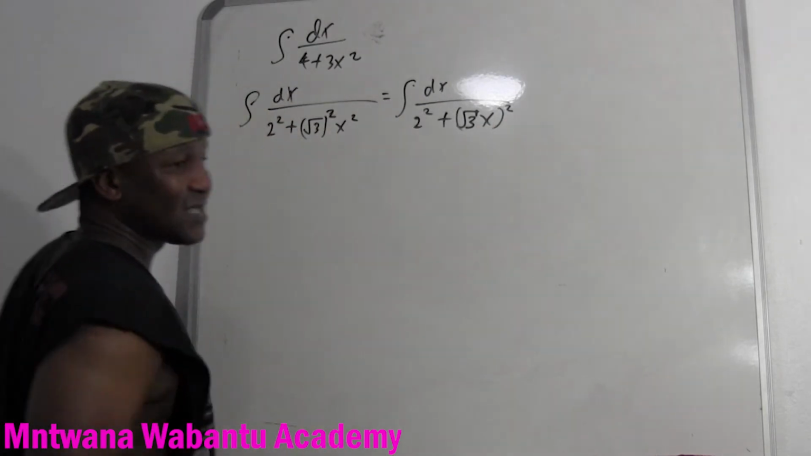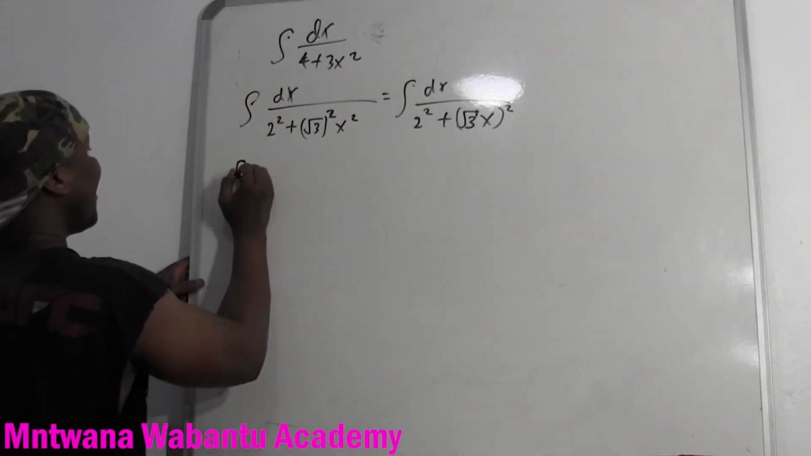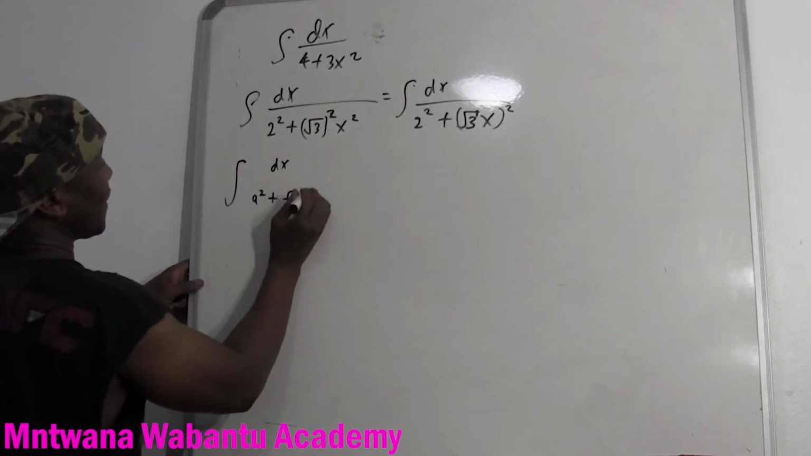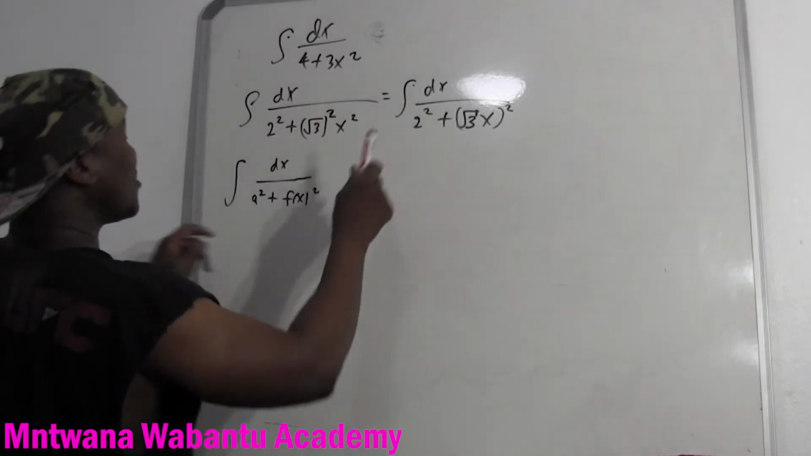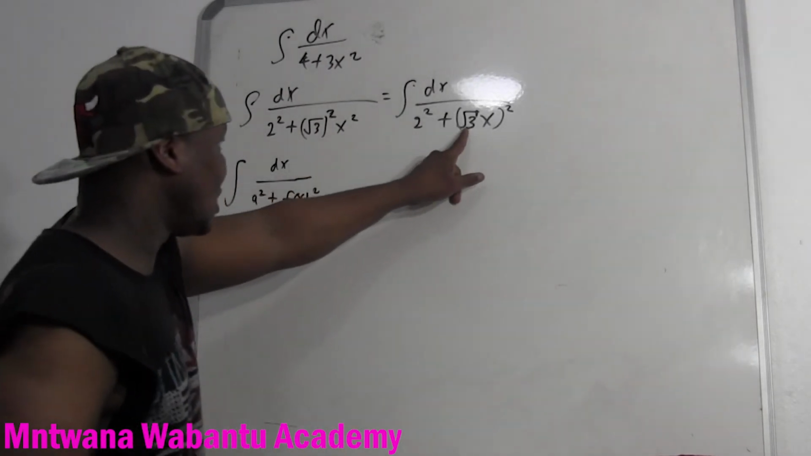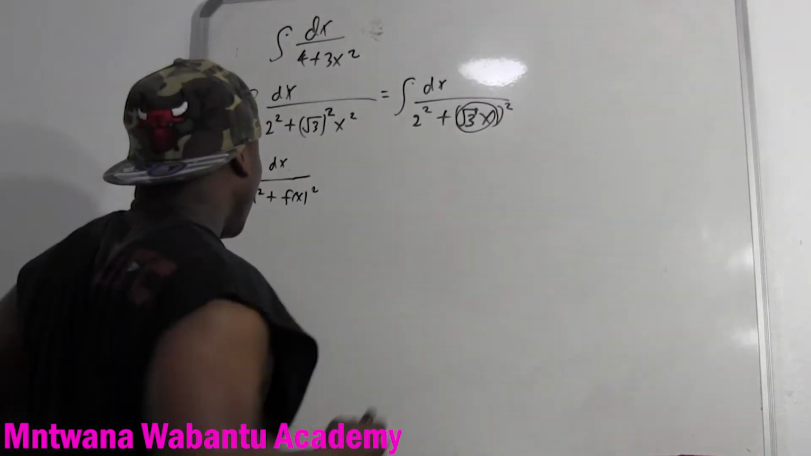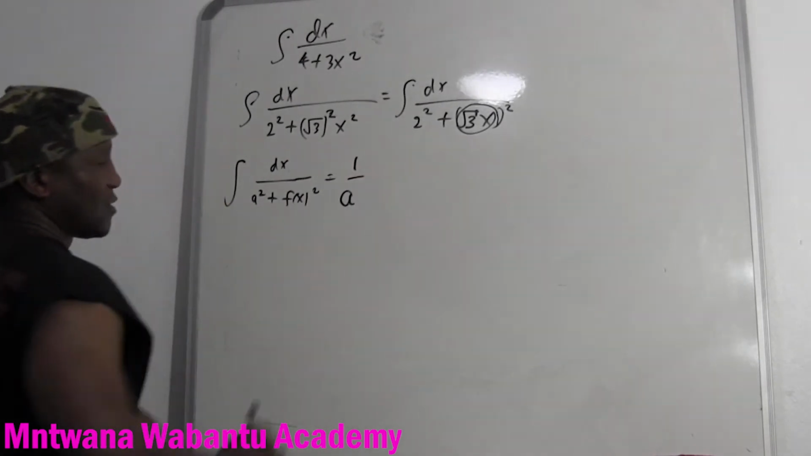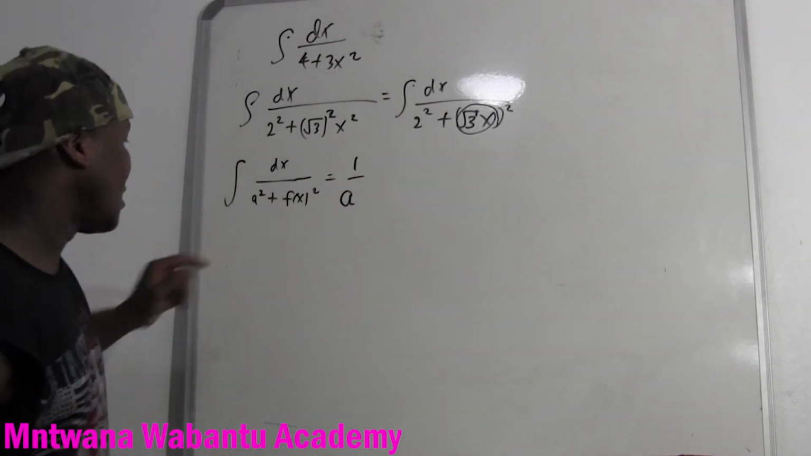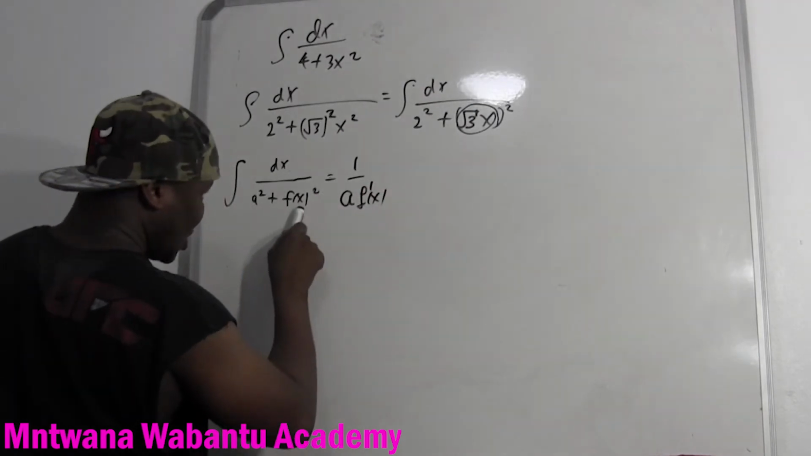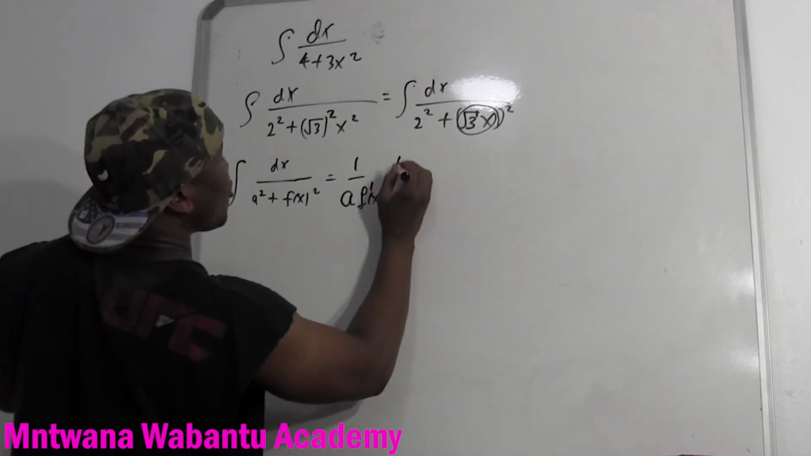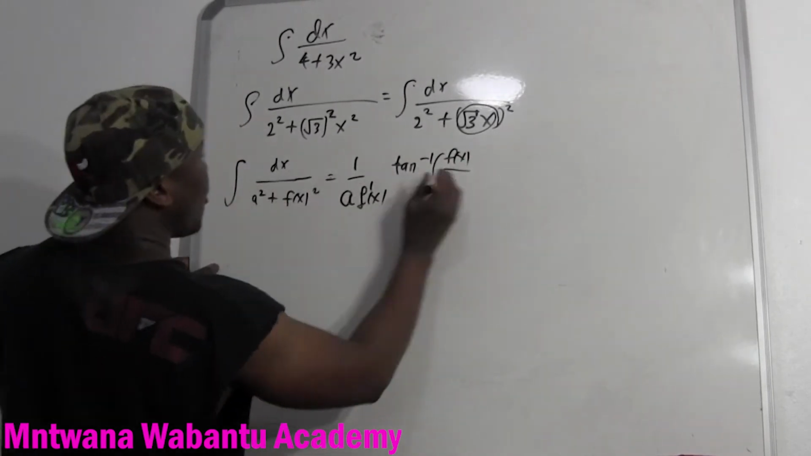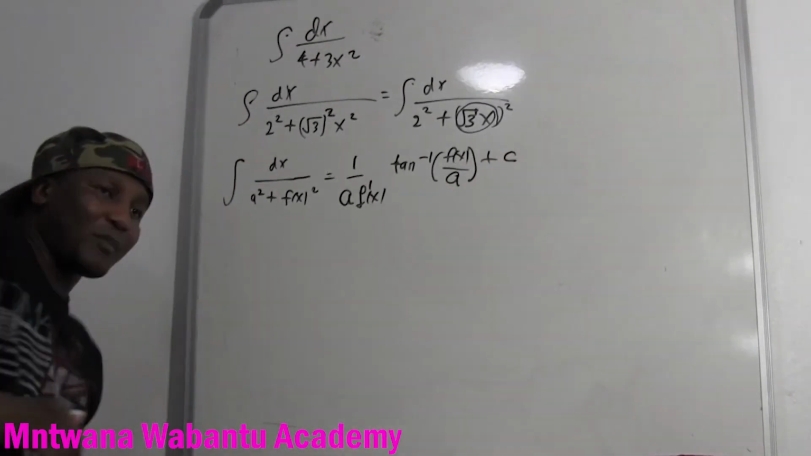Now look, this is tan substitution. How do you know? If you have the integral dx over a squared plus f(x) squared, same with this one, a is 2 and f(x) is the square root of 3 x. So this time it's 1 over a. Don't forget that. For tan it's different this time. You must say 1 over a, and then you must differentiate this function, and then say tan inverse, or you can say arctan, the same thing, and then write your f(x) over a plus constant, because there's no limit.